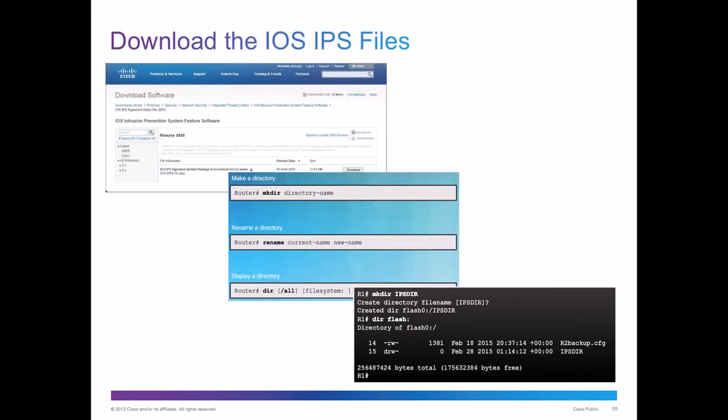All right, I want you to write all of these five steps, by the way. First, download the IPS files. I'm going to give them to you, or you go to the Cisco site, but you have to have authorization to download the file from Cisco. Then you make a directory. Type mkdir and give it a name, whatever you want, IPSDIR. So you made a directory in the flash, and there it is. It's called IPSDIR.